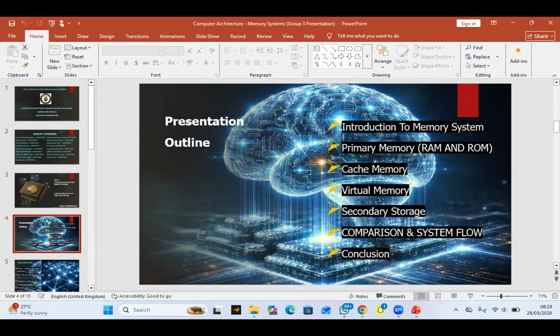Introduction. Today, we are not just going to discuss the definitions of memory types. We are going to understand how memory directly impacts performance and experience. So, the introduction to memory systems: primary memory, where we have the RAM, the ROM, cache memory, virtual memory, and storage memory, and also we do the comparison and the system flow. Then later we conclude. Please go to the next slide.